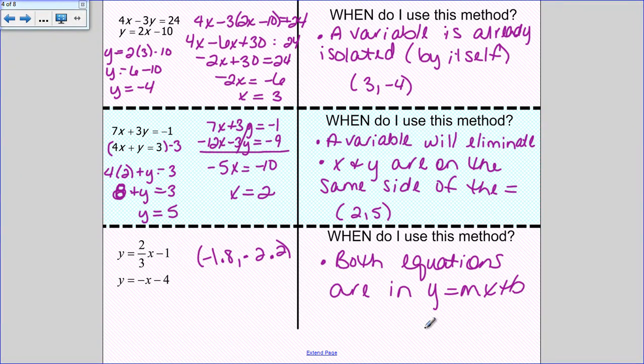Is that the only time you can use those methods? Absolutely not. If substitution is your favorite and you want to do it all the time, by all means, substitute every time you see a problem. It really doesn't matter. As long as you're using one of those methods and you're using it correctly, you should be able to get to the solution. So we'll practice some more tomorrow.